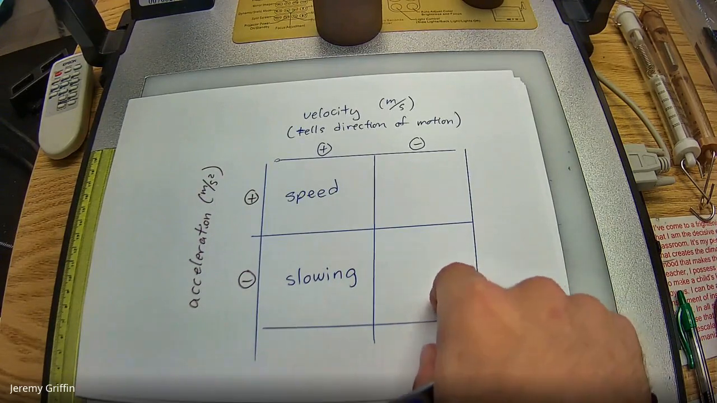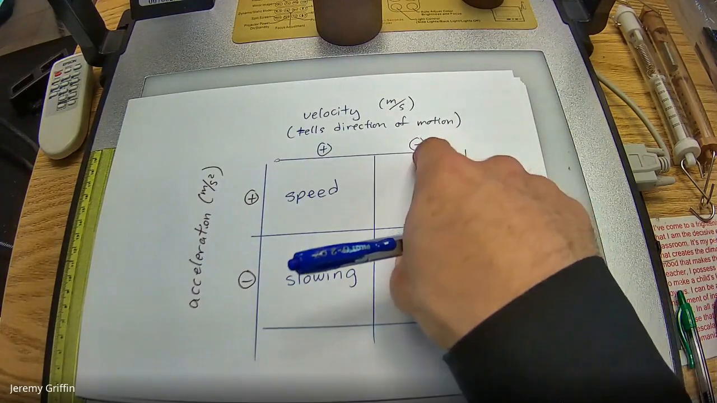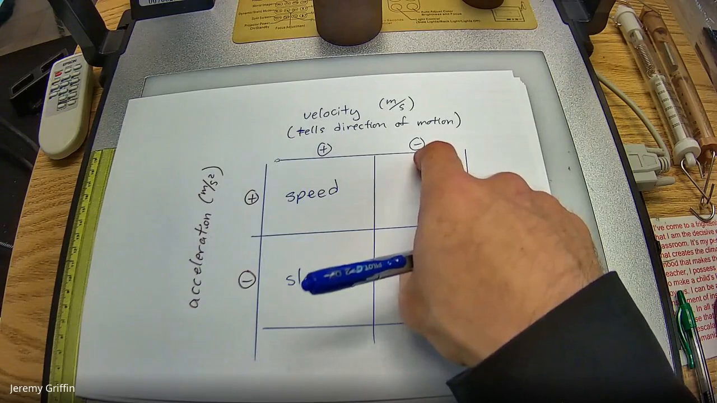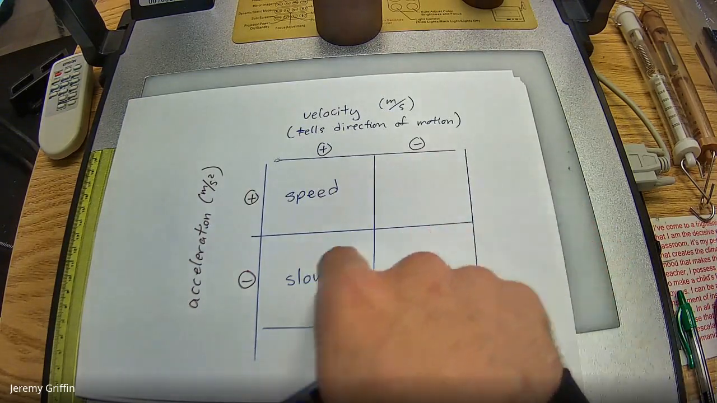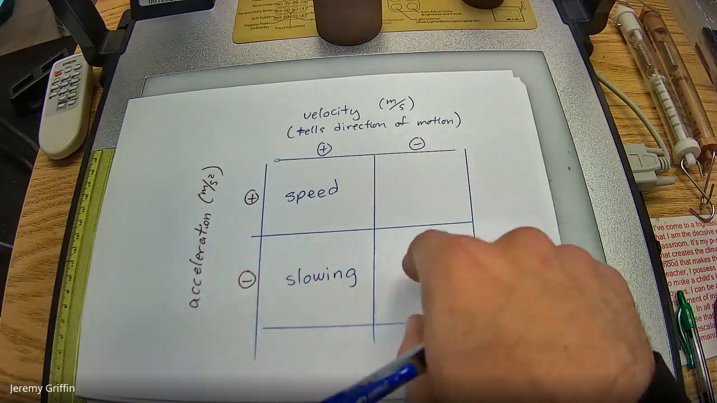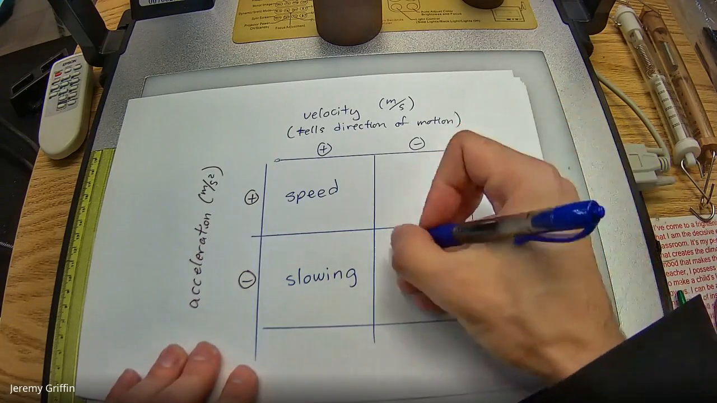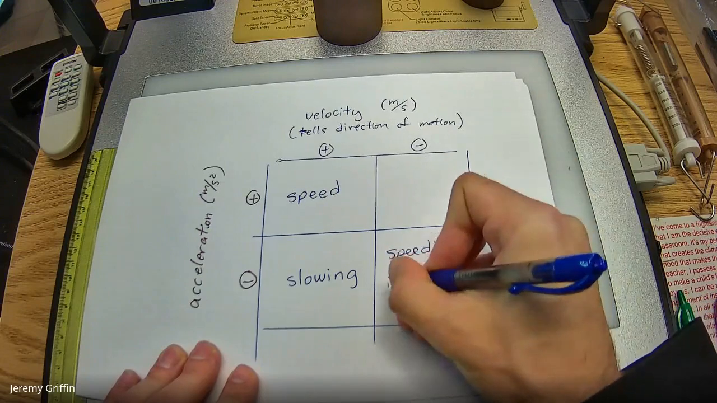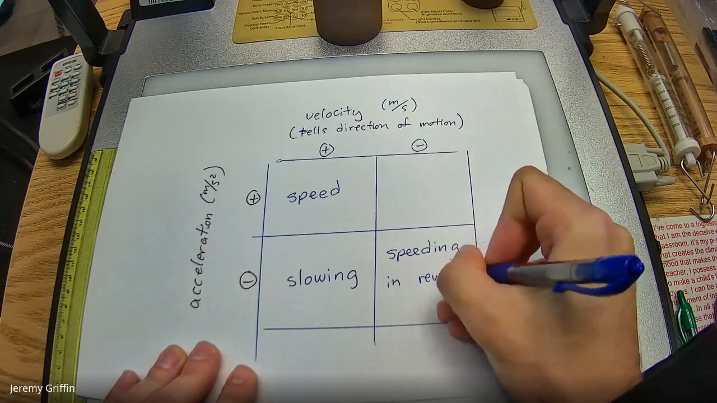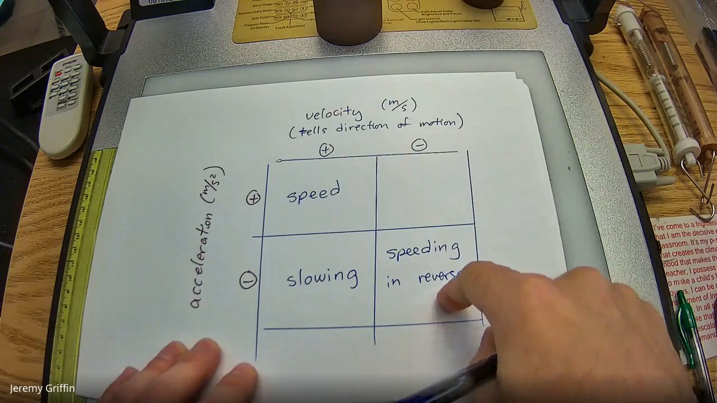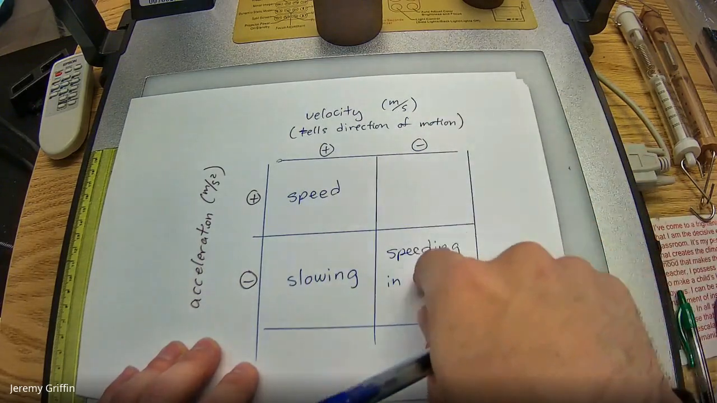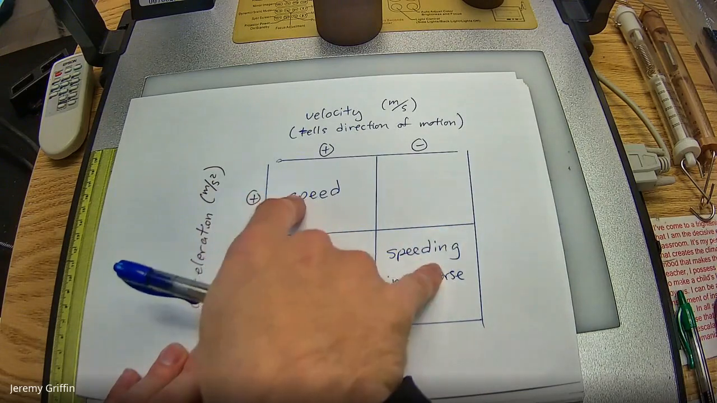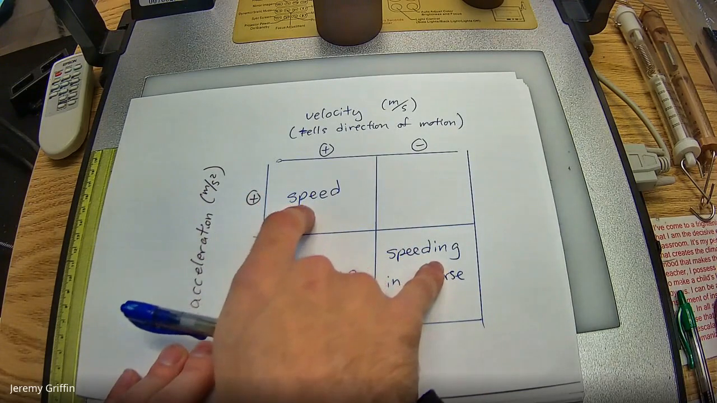I want to hit this bottom right quadrant. What if you have a negative velocity? Is the car in reverse? Yes. And you're also accelerating in the same direction. What's the car doing? It is speeding up in reverse. Reverse specifically applies to the velocity, and it's speeding up because the signs match, just like plus plus. Plus plus or minus minus, either way, it's going to speed up in that particular direction.